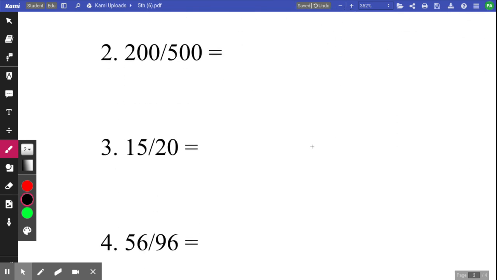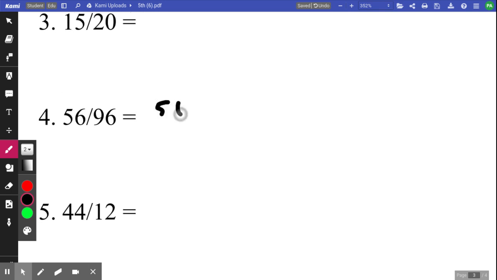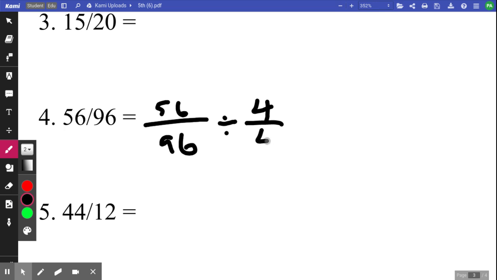Let's look at a bigger number. For example, 56 over 96. So this can be harder because there are bigger numbers that you can divide by. However, if you want to take the easy route, you can constantly divide by smaller numbers until you get it. So let's try finding the biggest number we can. So 56 and 96. We can do 4. Let's try 4.